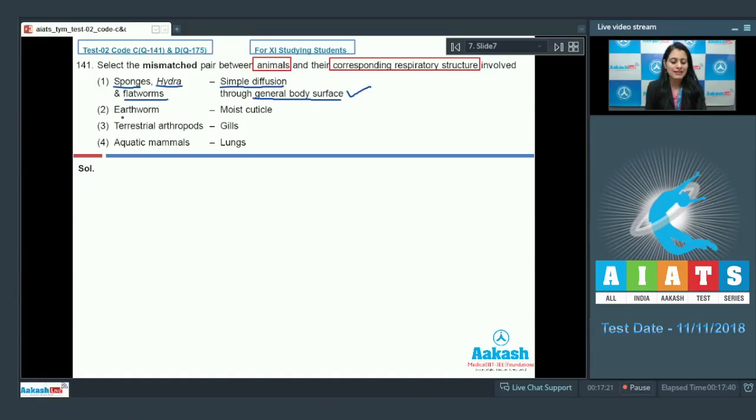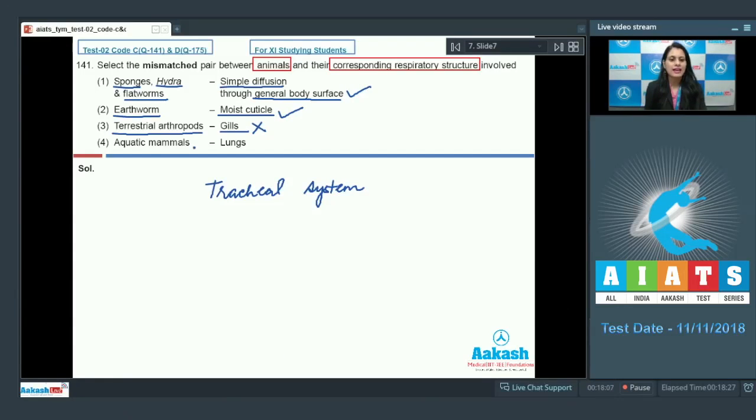The next option given is earthworm. Earthworm or Pheretima is an annelid and respires through moist cuticle, so this is the correct option. Our third option is terrestrial arthropods, and the respiratory structure given is gills, and this is an incorrect option because terrestrial arthropods respire through tracheal system.